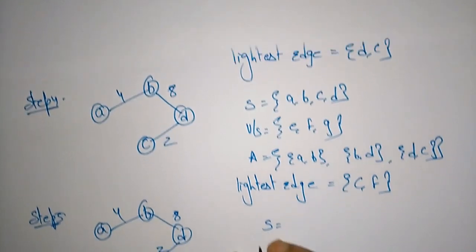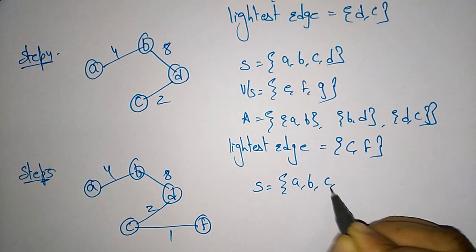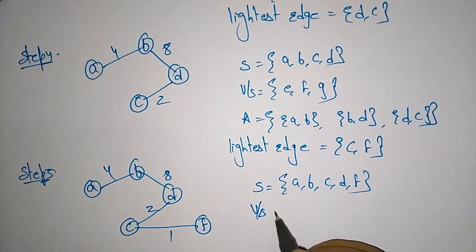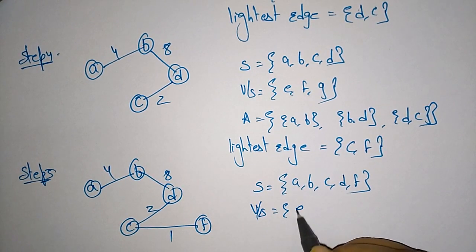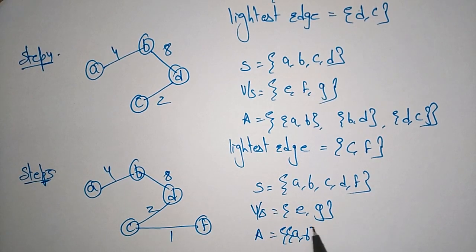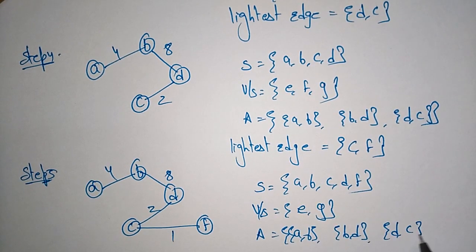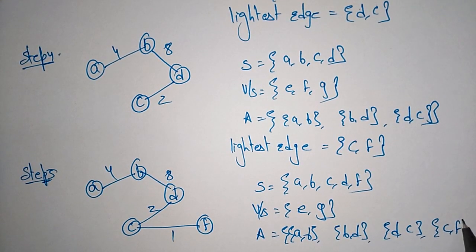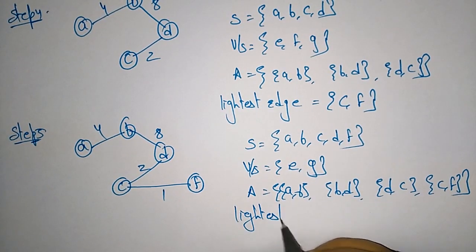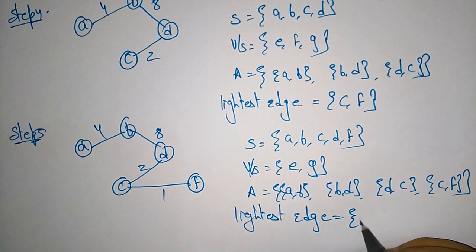Now this set contains A, B, C, D, F. What are the remaining vertices here? Still you have E and G. And the set contains AB, BD, DC, CF. The next lightest edge is FG.